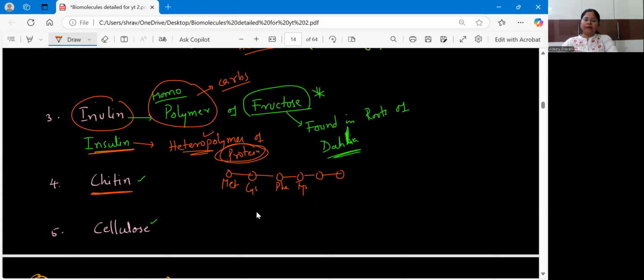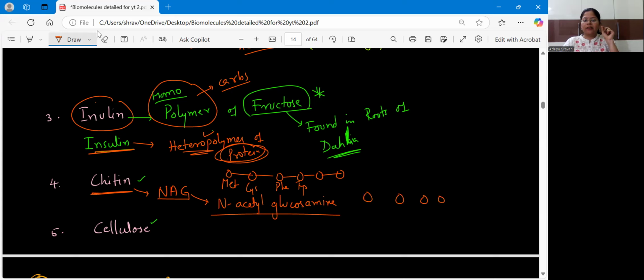Next, coming to chitin. Chitin is again a homopolymer of NAG. What do you mean by NAG? N-acetyl glucosamine. So chitin is formed by only NAG. So we have NAG units, which are again joined by glycosidic bonds.